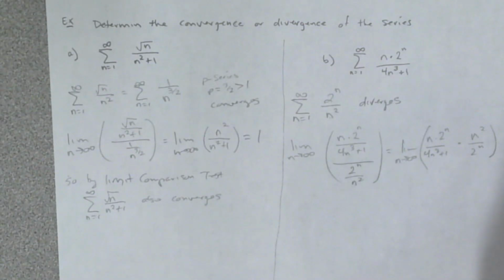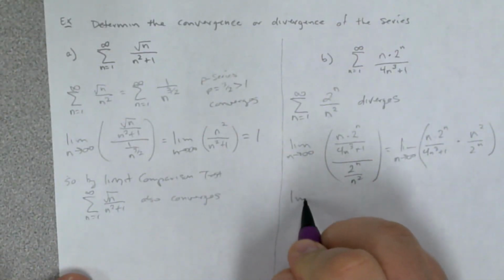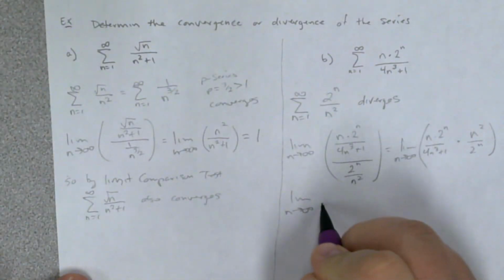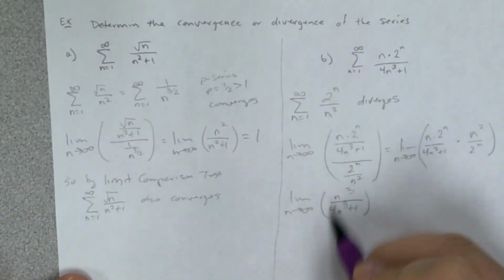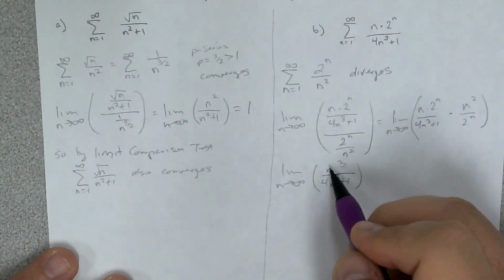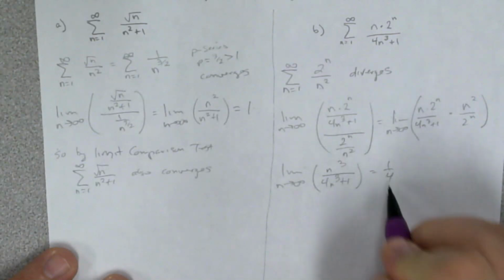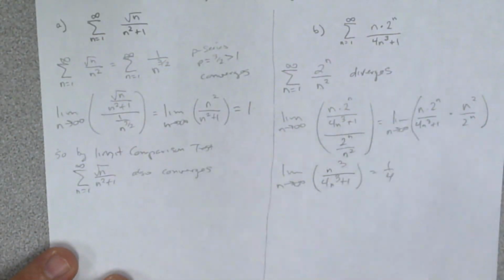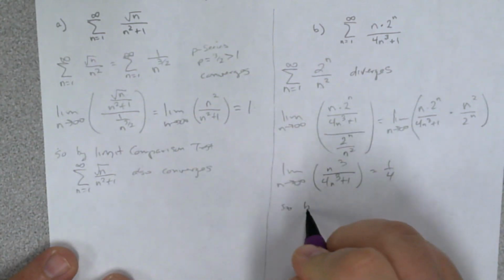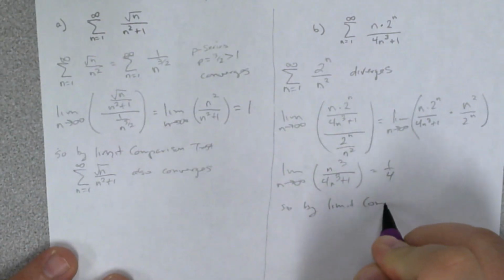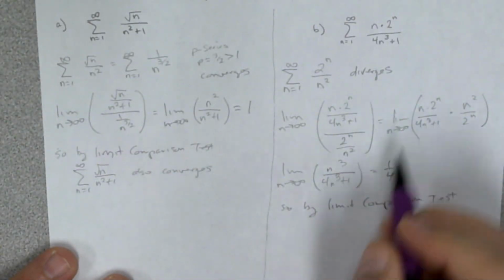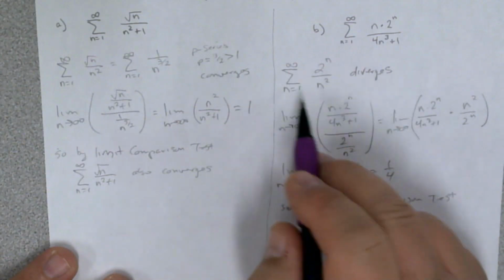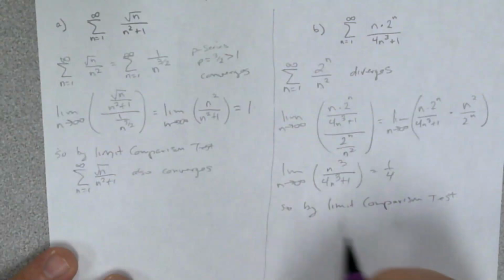And so you'll notice some things here are going to disappear. The 2 to the n's drop out. Okay, these on top give me n cubed over 4n cubed plus 1. Well, we've seen these before. So as n goes to infinity, it's the leading coefficient, so this here is equal to 1/4. So again, we have a number. So by the limit comparison test, because our compared series diverges, ours diverges.